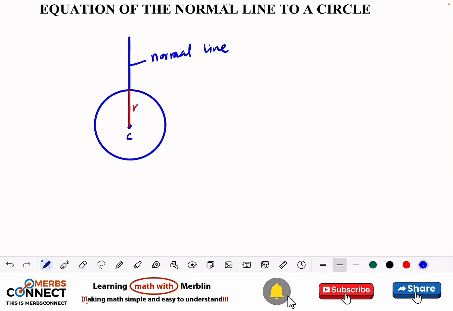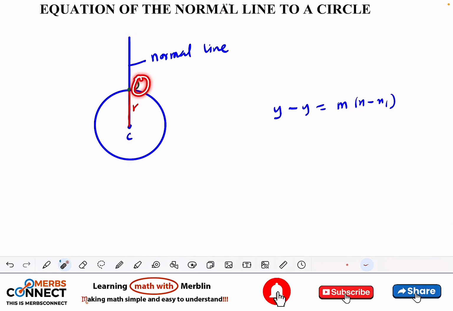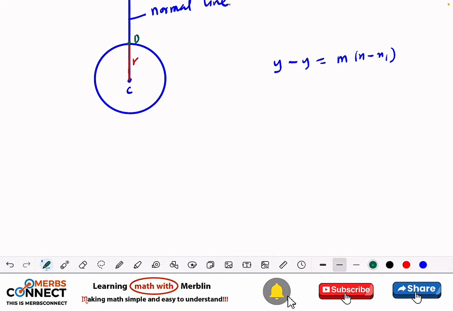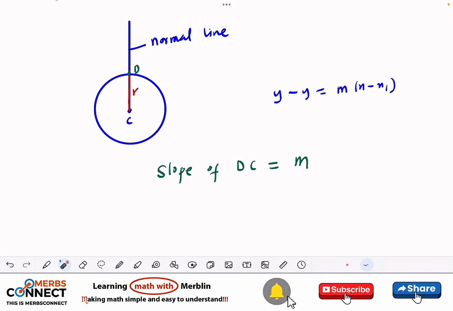The equation of the normal line is like the same equation of a line, but let's see something here. Now this point here is D. For us to find the equation of the normal line, we need one point on this line, which we have, D. What we need again is the slope, but we don't know the slope of this line, so we can use the center and D to find the slope. As we said, if the slope of DC is equal to m, then the question is, what will be the equation of this blue line, the normal line?